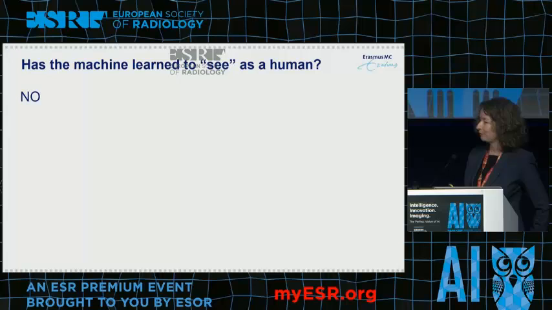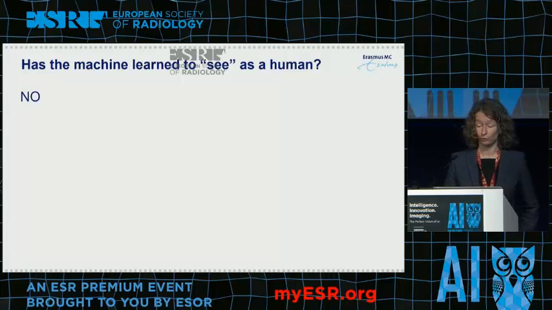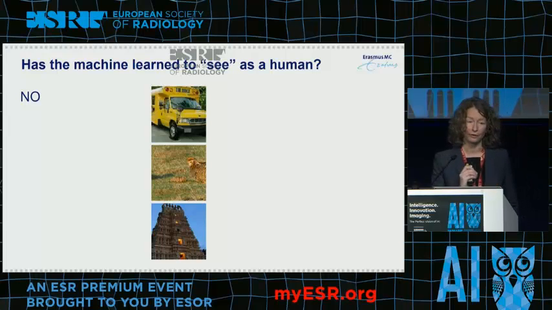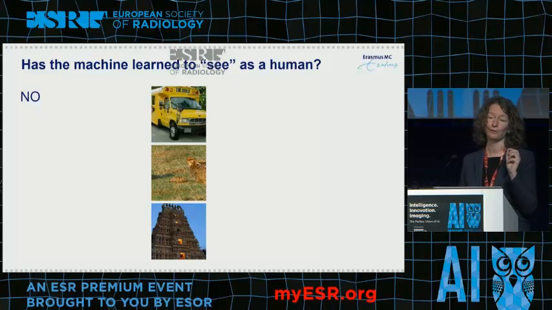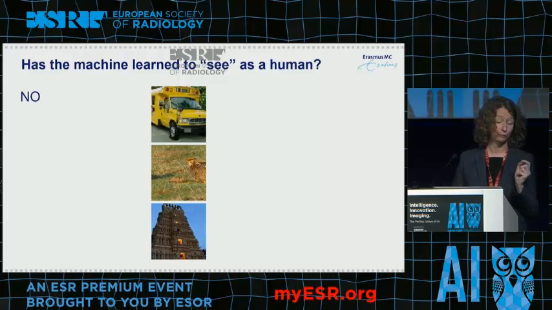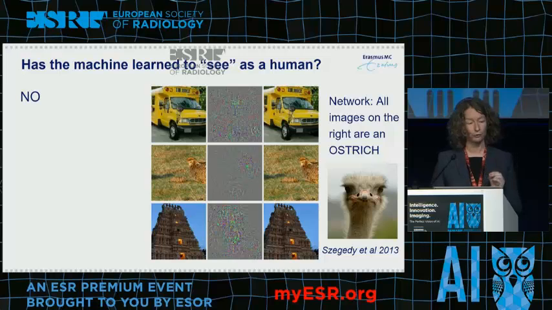Now, I think we've seen an example of this before in the previous talk. Has the machine learned to see as a human? No. Here's a great example. Three very different images. The network can classify them correctly, but if you add a very specific noise, I must say it's a very specific type of noise that is optimized to make this network make wrong decisions. But then if you just add a small bit of noise to us, it looks exactly the same. To the network, these images are all an ostrich.